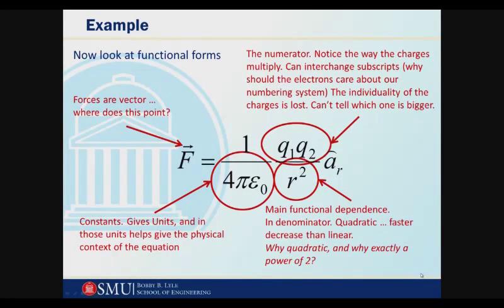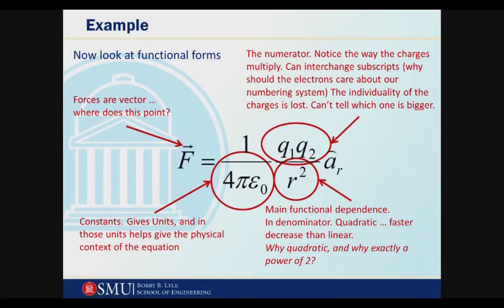So now let's go ahead and take a look at the functional form. We've gone through and done an inventory of the different pieces of the equation, and we can look at what's going on. We'll start on the left-hand side, and we say there's a force there, and the force is a vector. It has a direction. Where does it point? We take a look on the right-hand side, and we find the unit vector, and we can answer that in this particular case.